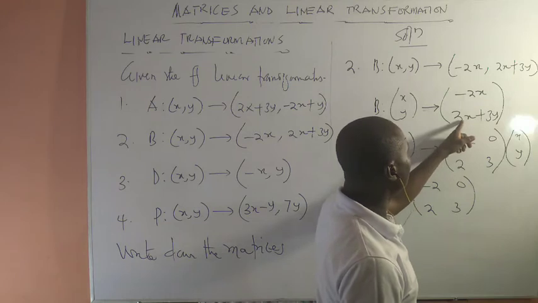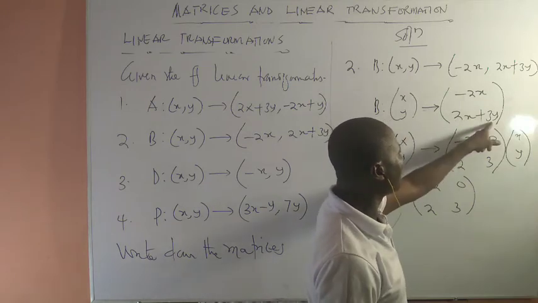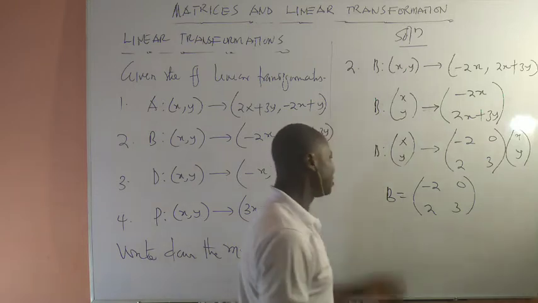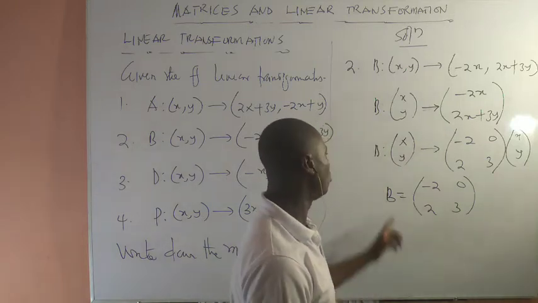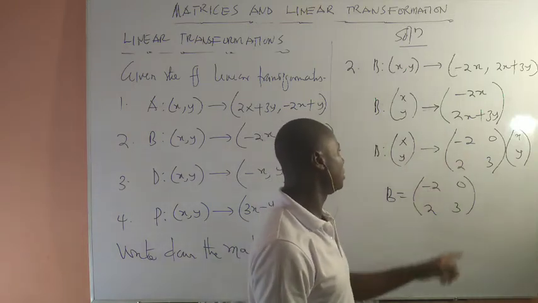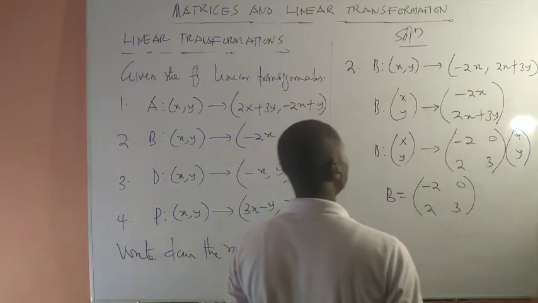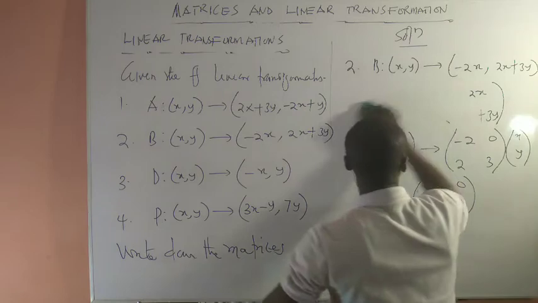Then the coefficient of the x term here is 2. That of the y term here is 3. Multiplied by xy. So if you want to find the matrix, your matrix is not in terms of x. So the matrix will be the matrix you get here. So it's minus 2, 0, 2, and 3. And so that is how we write the matrix.